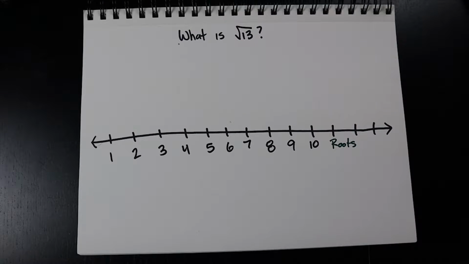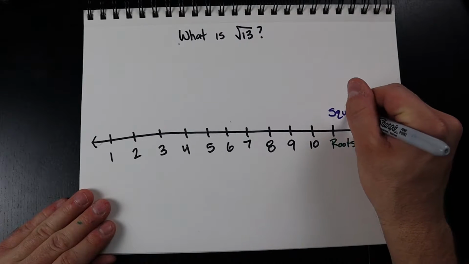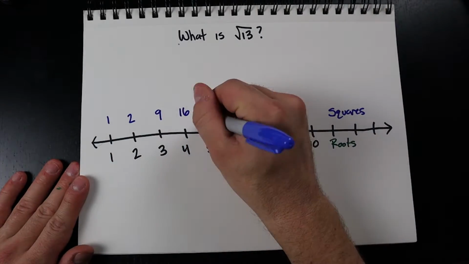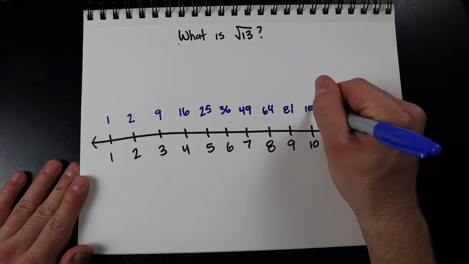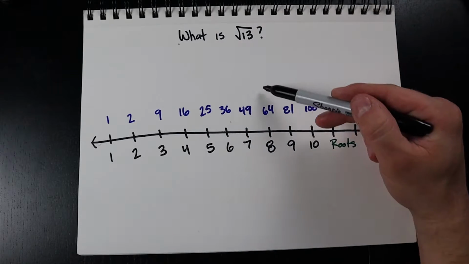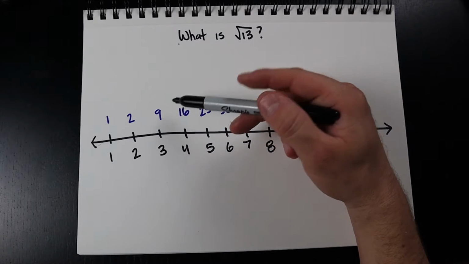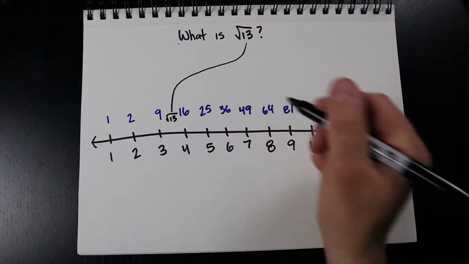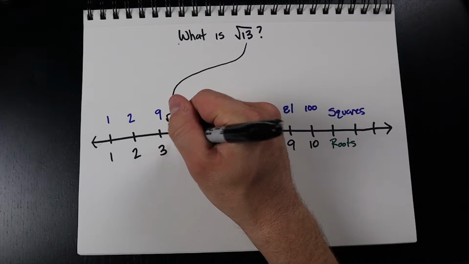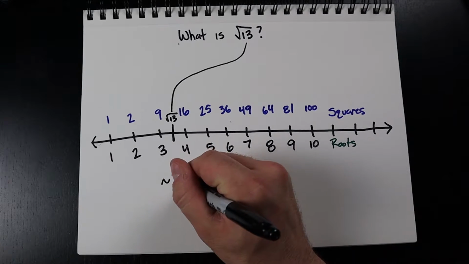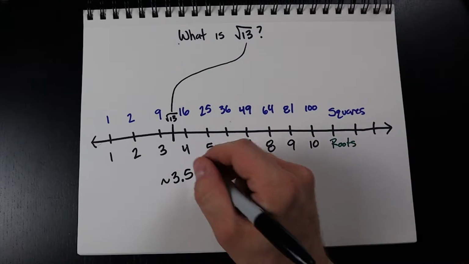Above the number line, we are going to write in all of our squares, or in other words, we're going to square each of our roots. Now that we have our squares and our roots, we can find where the square root of 13 belongs. 13 lands between the square of 9 and the square of 16. That means the square root of 13 will fall between the roots of 3 and 4, which means that the square root of 13 is roughly a number between 3 and 4, which is roughly 3.5.